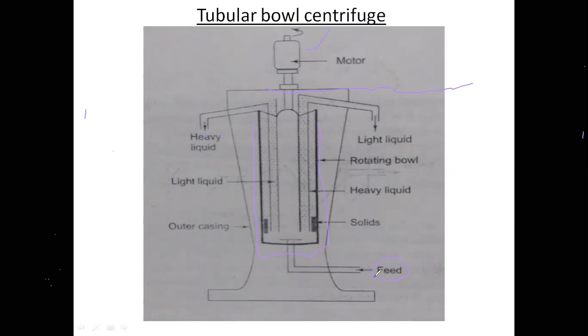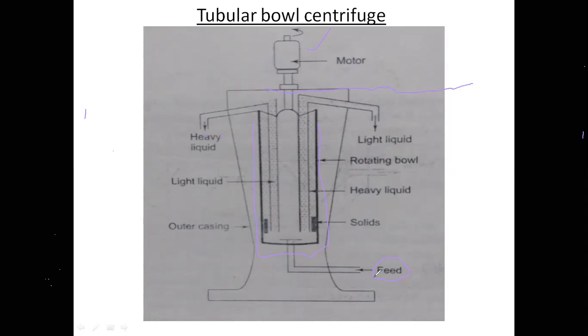Can I explain again? Here we need to separate heavy and light liquid. That means two immiscible liquids. And along with the two immiscible liquids, if 10% of solids are also there, we can separate. If more than 10% of solids are present in a sample, we cannot use the tubular bowl. We can use another technique to separate the solids.